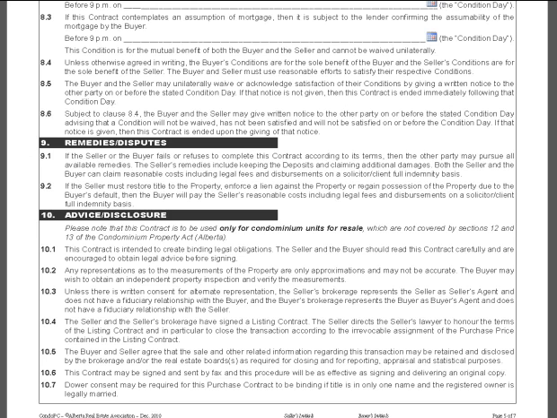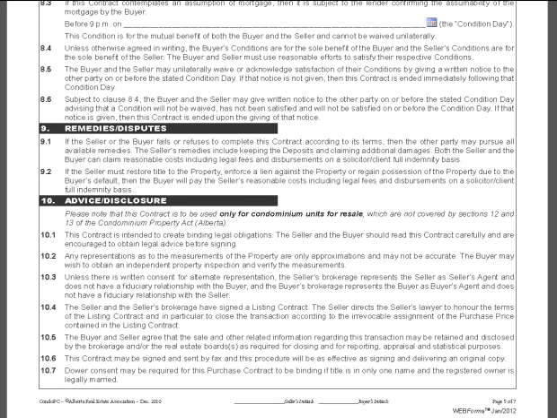Number 10.4, the seller and the seller's brokerage have a signed listing contract, and then the seller is going to direct the seller's lawyer to honor the terms of that contract and to close according to the irrevocable assignment of the purchase price contained in the listing contract. Number 10.5, the buyer and seller agree the sale and other related information may be retained and disclosed by the brokerage, the real estate boards, for closing, reporting, appraisal, and statistical purposes. That's done very, very often, if not 100% of the time.